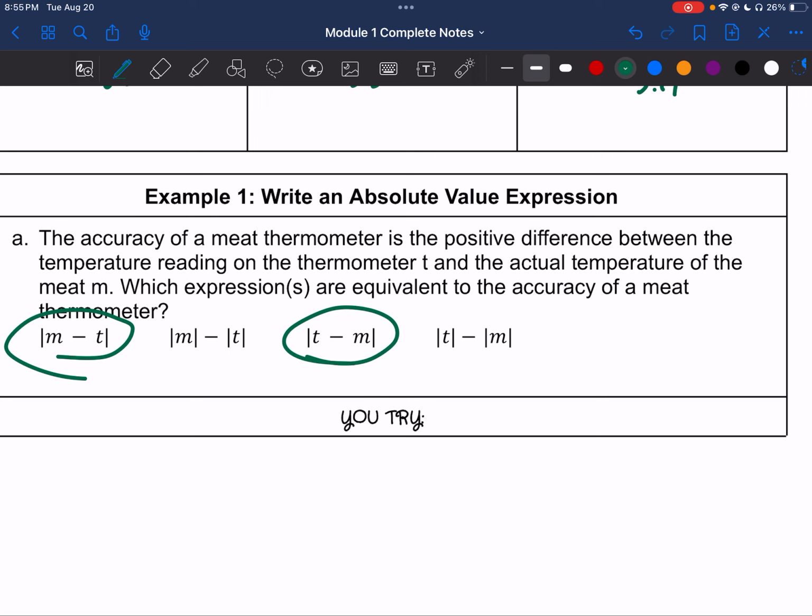So our two where the subtraction is happening inside of the absolute value bars are going to be our solutions or our answers. These are two possible ways where no matter what, when you do the subtraction, you then take the absolute value of it to get that positive difference. Now, we're going to go on to letter B.